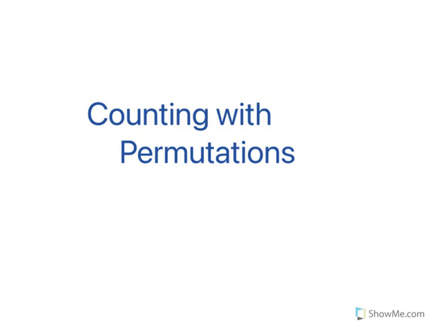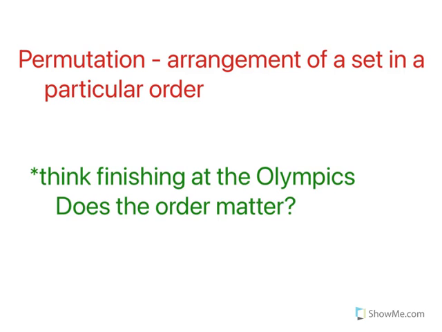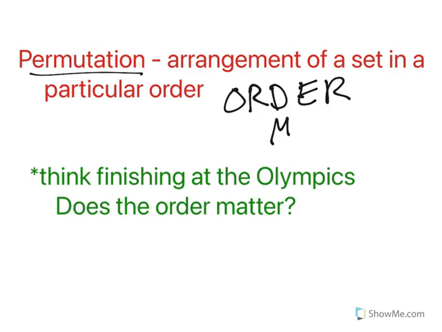Counting with permutations. Well, what is a permutation? A permutation is an arrangement of a set in a particular order. So the big key here is that order matters. When you're reading a problem and you're like, yeah, it matters who comes first, second, or third, that means you're dealing with a permutation.